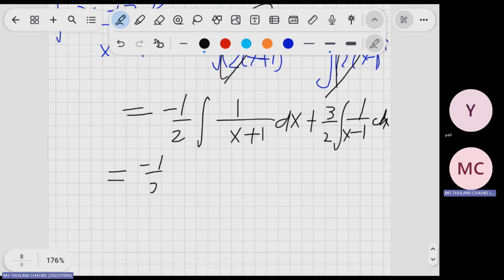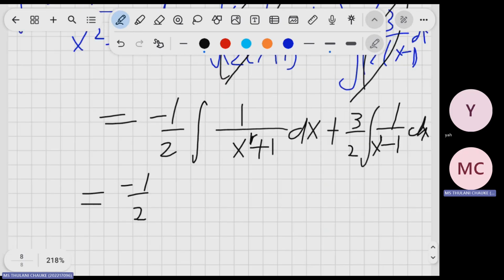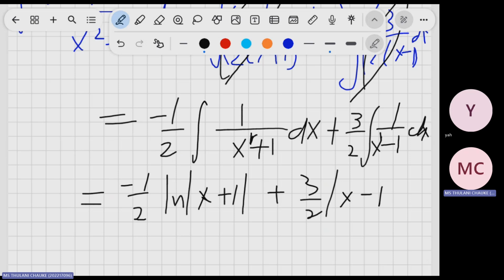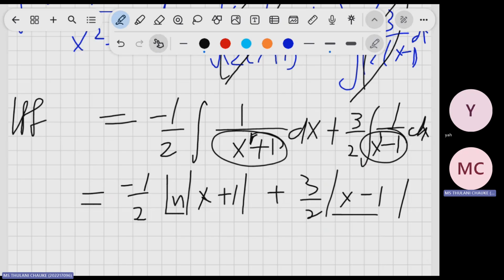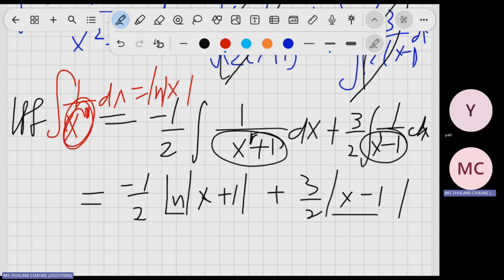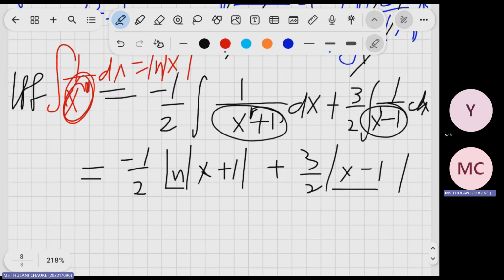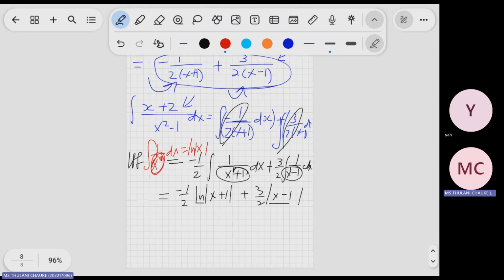So this will be negative 1 over 2. Since the degree here is 1, I will have the ln|x+1| plus 3 over 2 ln|x−1|. But if the degree here was greater than 1, you're not going to say ln. This only applies if and only if you are having the integral of 1 over x with degree 1. This will be the ln of whatever is in the denominator. Now we have the answer.